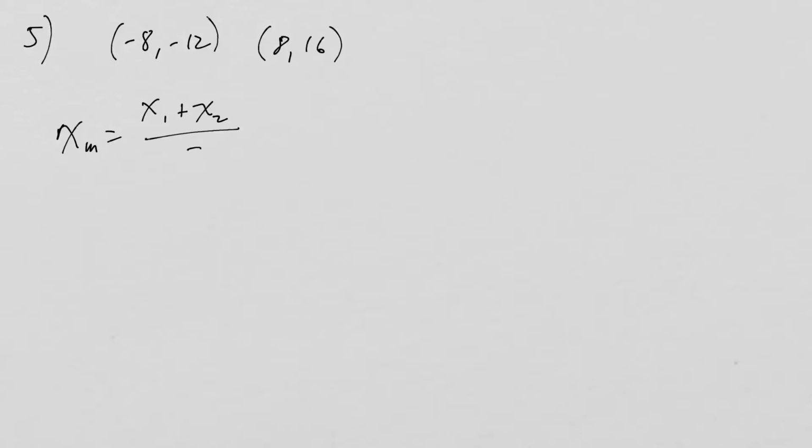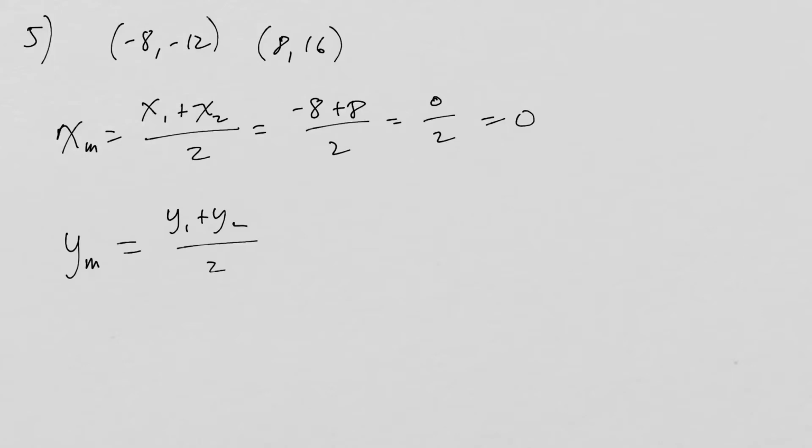All right, number 5, we want to find the midpoint of (-8, -12) and (8, 16). So the midpoint of the x's is x1 plus x2 over 2. That's just an average. So this is negative 8 plus 8 over 2, which is 0 over 2, which is 0. The midpoint of the y value is the same thing, but for the y's. In this case, it's negative 12 plus 16 over 2, which is 4 over 2, which is 2. So the point we're after is (0, 2).